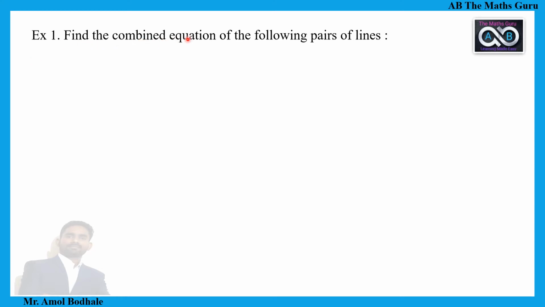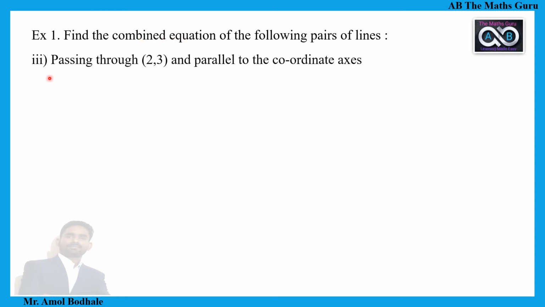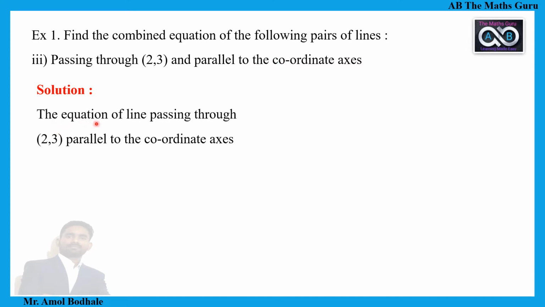Find the combined equation of the following pair of lines passing through the point (2, 3) and parallel to the coordinate axes. So here we require two lines which are passing through this point and are parallel to the coordinate axes. So the equations of the lines passing through (2, 3) and parallel to the coordinate axes are x equal to 2 and y equal to 3.